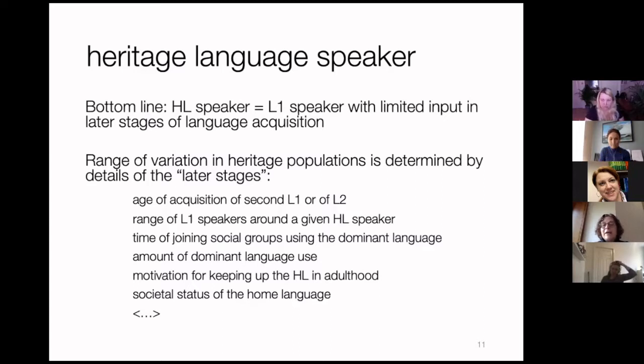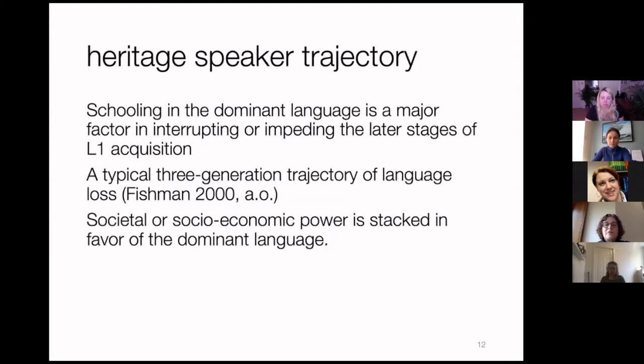But again, I want to emphasize that I don't have much to say about the social factors or sociolinguistic factors. This is a very important area of study, just not what I do. So I'm going to talk primarily about linguistic factors. In terms of the trajectory of heritage speakers, the schooling in the dominant language typically serves as the major factor which impedes the later stages of acquisition.